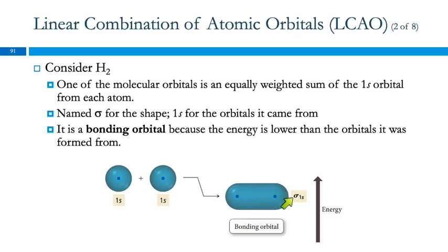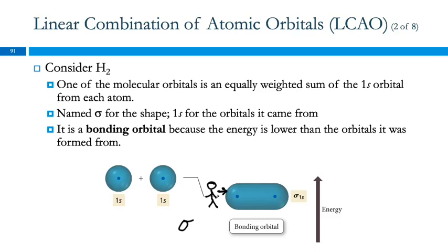This is called a sigma orbital based on its shape. And how do you see that? Well, imagine that you are a person standing down here, an incredibly tiny person, and you're looking down that orbital. It's kind of like a sausage, right? It's round if you look at it from the end, just like the letter sigma is round. So this is a sigma orbital, and it's called sigma 1s because it's made from two 1s orbitals.